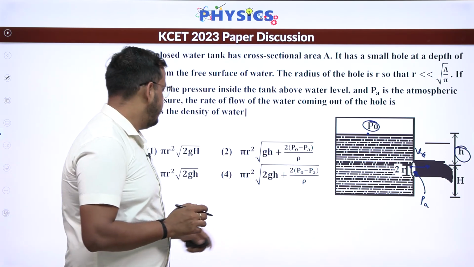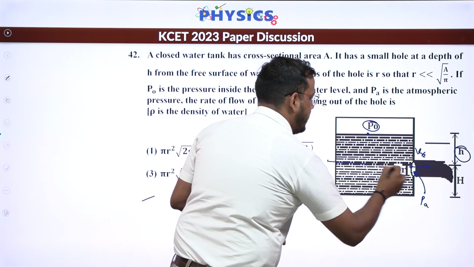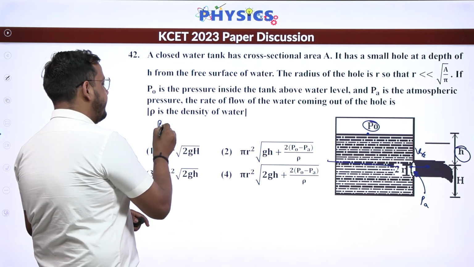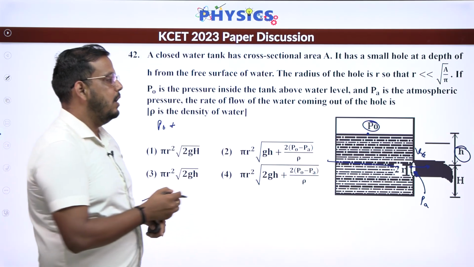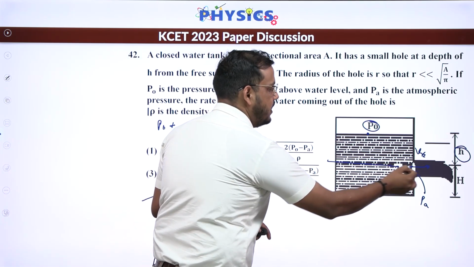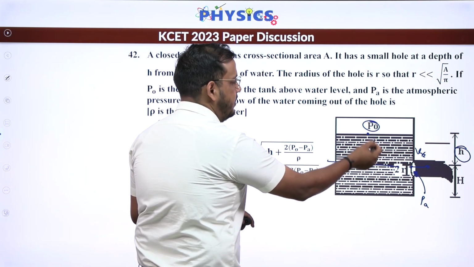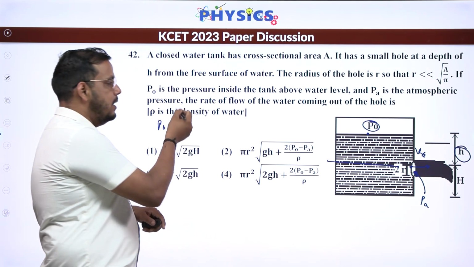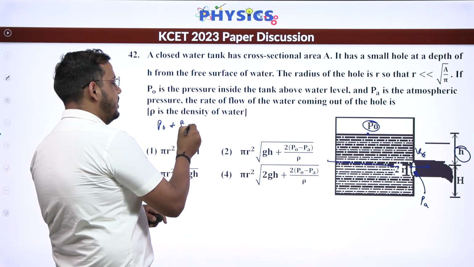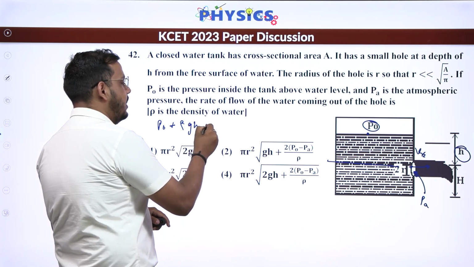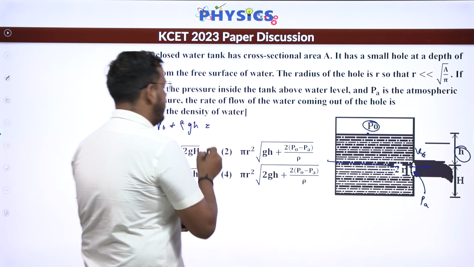So let's apply the Bernoulli relation. What is the pressure at this point? The pressure at this point is P naught. The velocity at this point is 0, so half rho v square will be 0. Now we are taking the orifice as the reference for the Bernoulli equation. So our next energy is the potential energy per unit volume. That formula is rho g h. Now next we have to write the RHS for this point. At this point the pressure is PA.